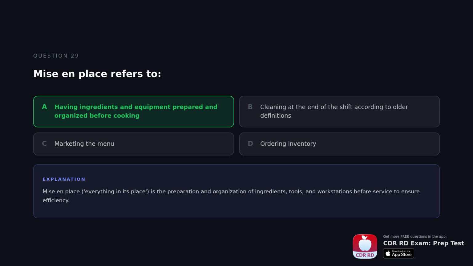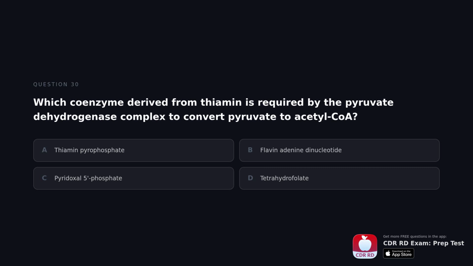The correct answer is having ingredients and equipment prepared and organized before cooking. Mise en place, everything in its place, is the preparation and organization of ingredients, tools, and workstations before service to ensure efficiency. Which coenzyme derived from thiamine is required by the pyruvate dehydrogenase complex to convert pyruvate to acetyl-CoA?